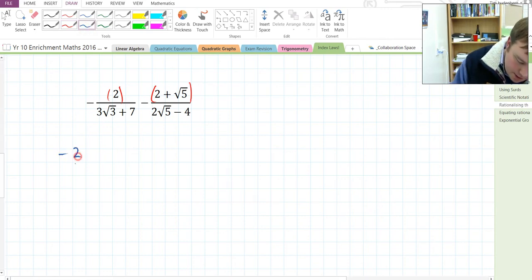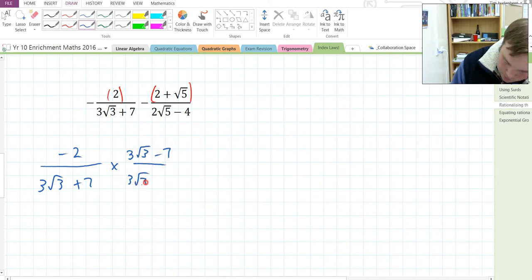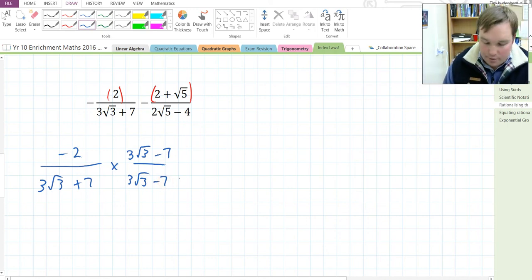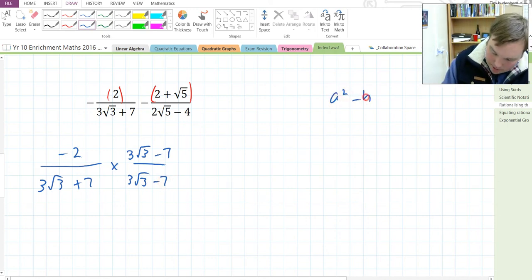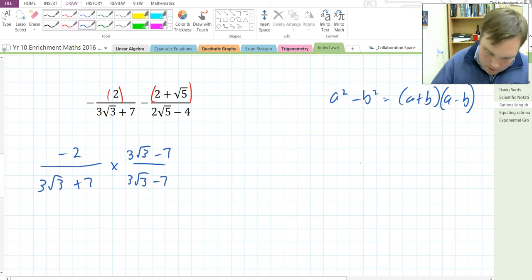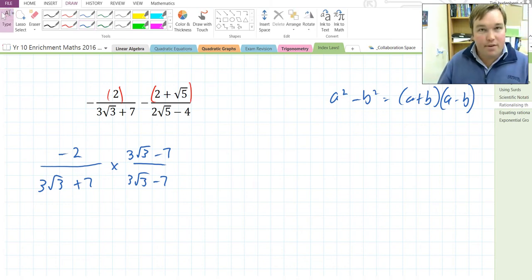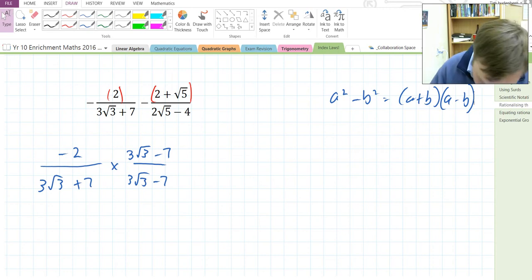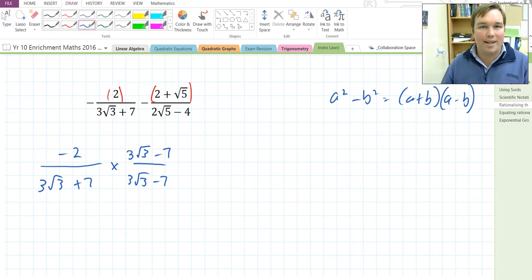So really, we can write this as minus 2 over 3 root 3 plus 7. Now, to rationalize it, we're going to multiply both top and bottom by 3 root 3 minus 7. Now, why? Because of the difference of perfect squares. So a squared take b squared is equivalent to a plus b, a take b. And this very interesting property allows us to multiply by 1 in such a way that the bottom, or the denominator, rationalizes.